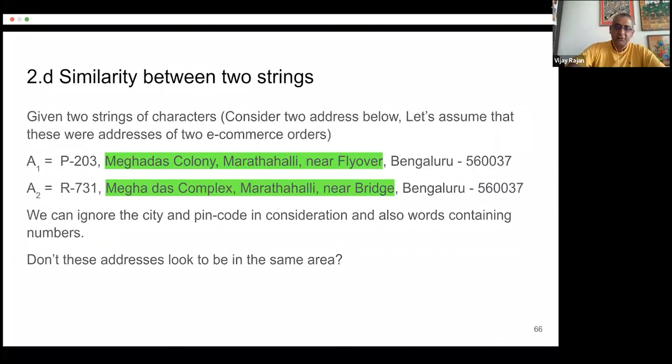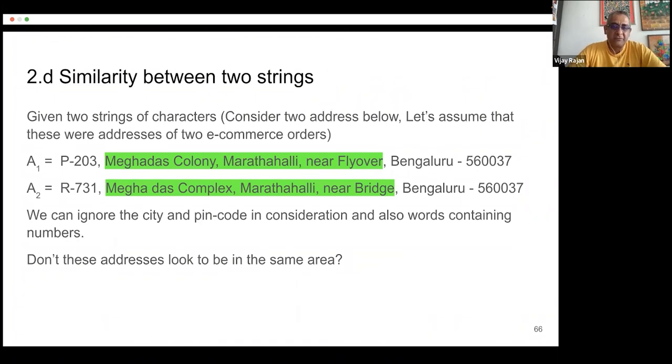So let's take two examples, addresses A1 and A2. A1 is Mega Das Colony, Maratha Halli, near flyover, Bengaluru. And A2 is Mega Space Das, complex and not colony, Maratha Halli, near bridge, not flyover, Bengaluru. Again, it's a cooked up example, but it very well could be an example in real life. We can ignore the city and pin code because they're basically the same, but given a pin code, don't these addresses look like they're in the same area? They actually do. Someone called it a complex, someone called it a colony, and someone called a bridge a flyover, somebody called a flyover a bridge.